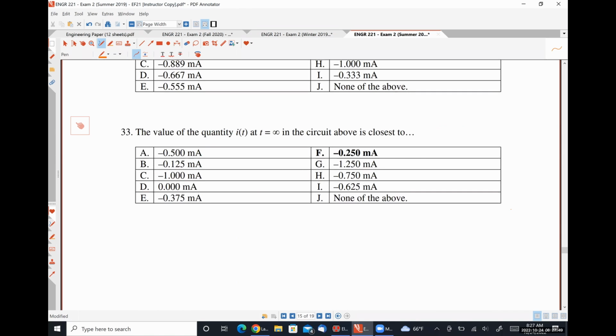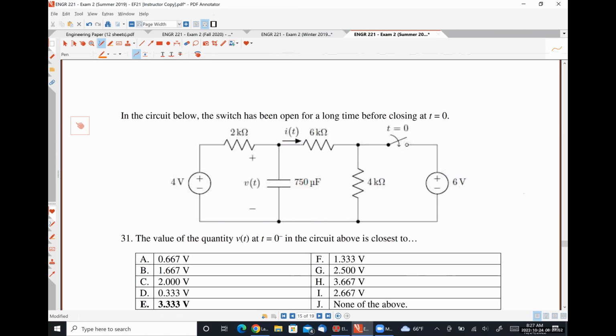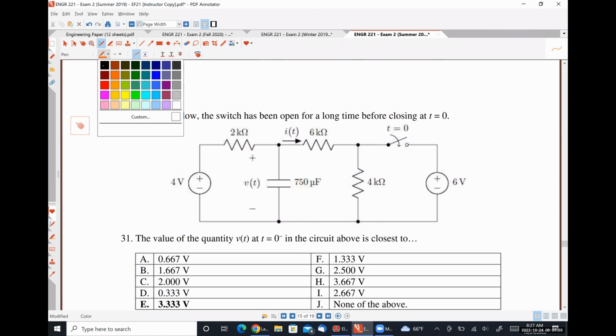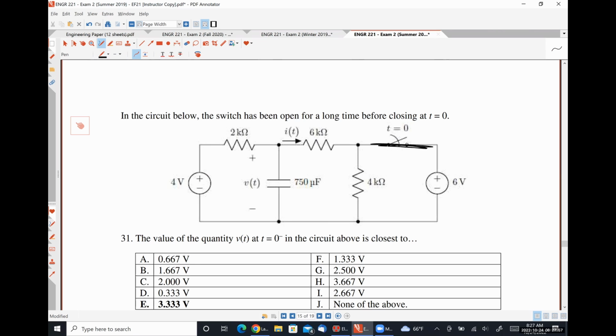So for 33, we're evaluating what's going on at t equal to infinity. So at t equal to infinity, that's a short circuit. This is an open circuit. So let's think about things from this perspective. If this is our reference, I know that this is 6 volts. I know that this node is 4 volts.